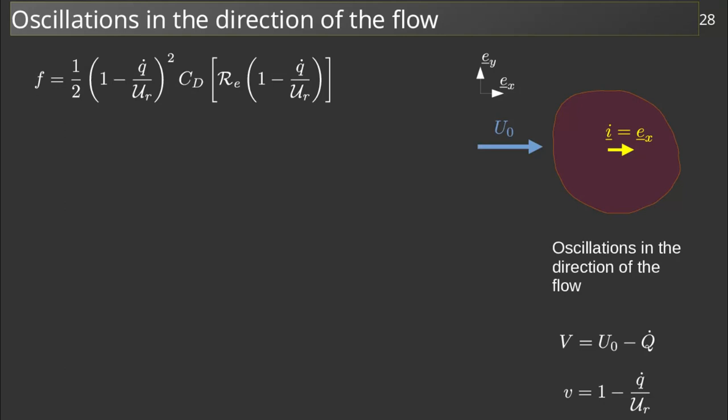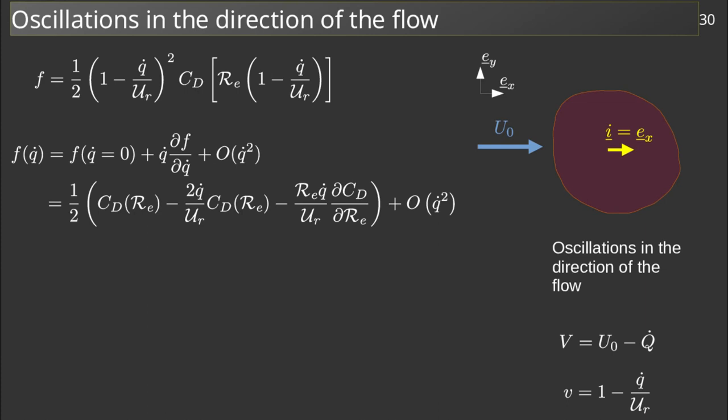This force is a nonlinear function of q dot, which we will now linearize. Let's do a Taylor expansion of the force from the value q dot equals 0. Keeping only the linear terms in q dot, we find this expression, where it should be noted that to obtain it, we have considered that d on dq dot is equal to the derivative of the Reynolds number with respect to q dot times the derivative with respect to the Reynolds number. We obtain the fluid force for q dot equals 0 plus two other terms proportional to q dot.